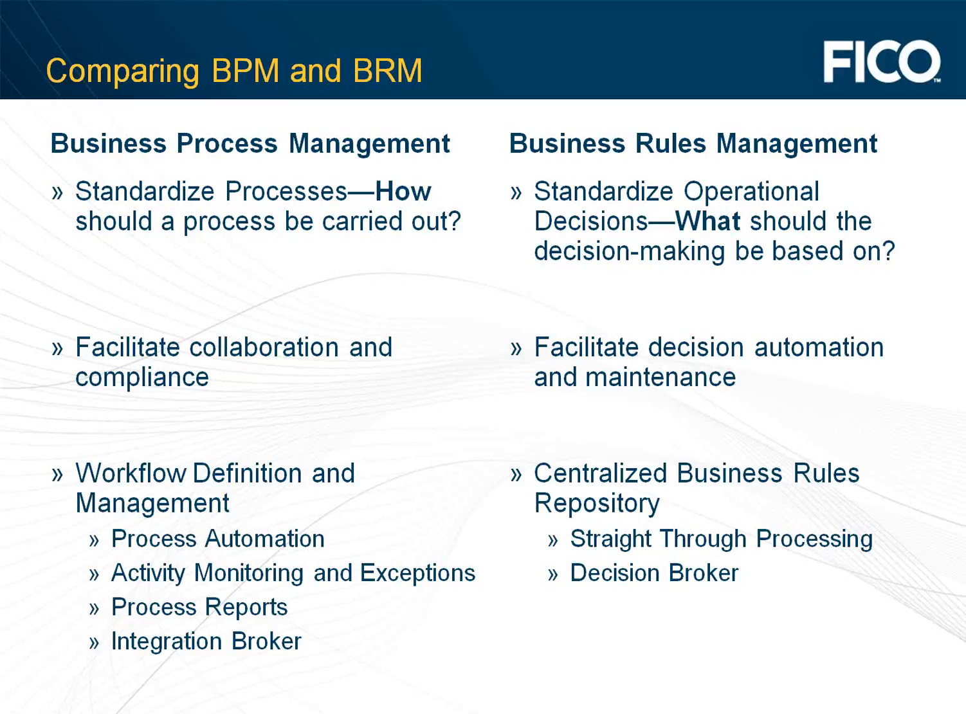BPM focuses on workflow and management, on the process automation, the monitoring of exceptions, and on the reports and integration broker to make sure that all the different systems can communicate with each other. Business rules focus on the assets, on the way you do your business. So it helps to automate the processing as quickly as possible, and it acts like a decision broker.